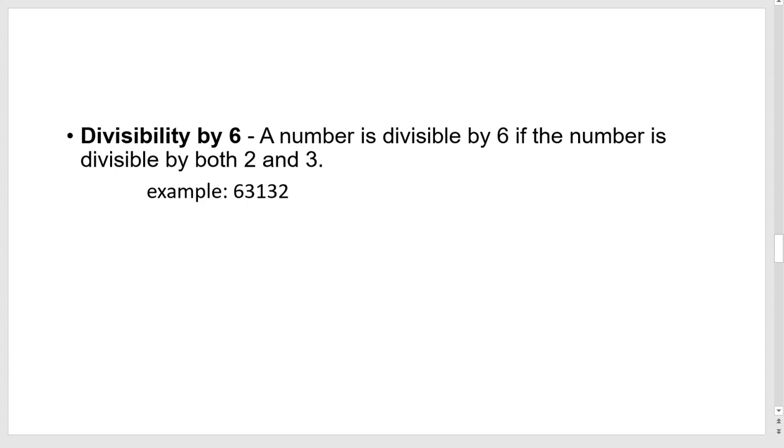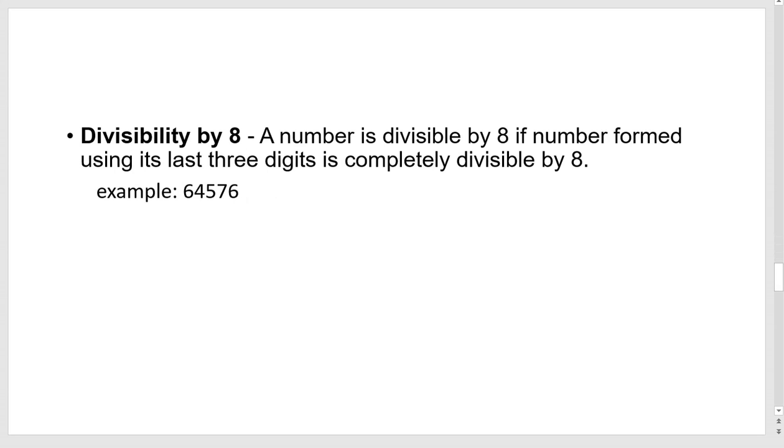Like example 621, where the units place is 2, it is absolutely divisible by 2. We can sum up all the digits: 6, 3, 9, 10, 13, 15. 15 is divisible by 3. Exactly, this whole number is divisible by 6. If these two cases work properly, then automatically divisibility rule 6 is satisfied.